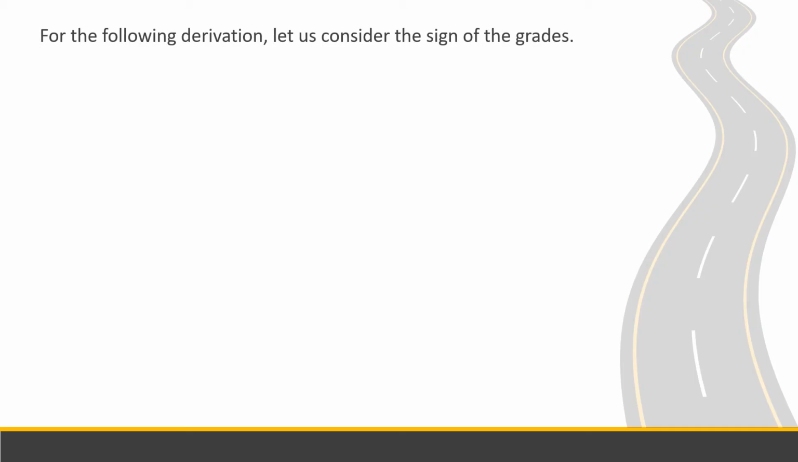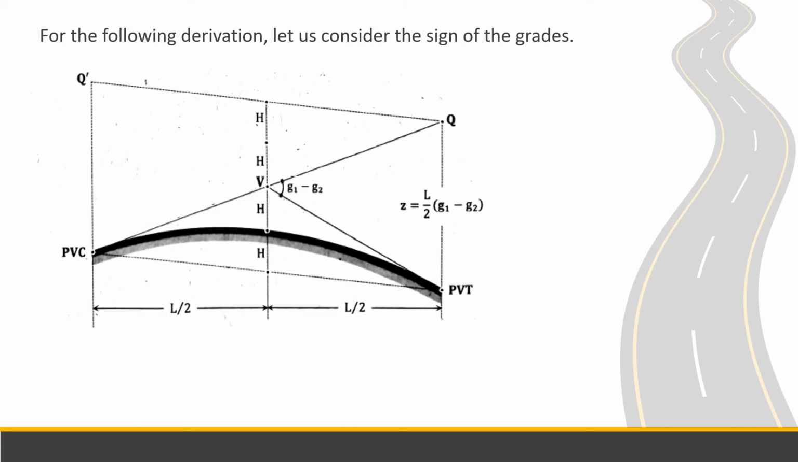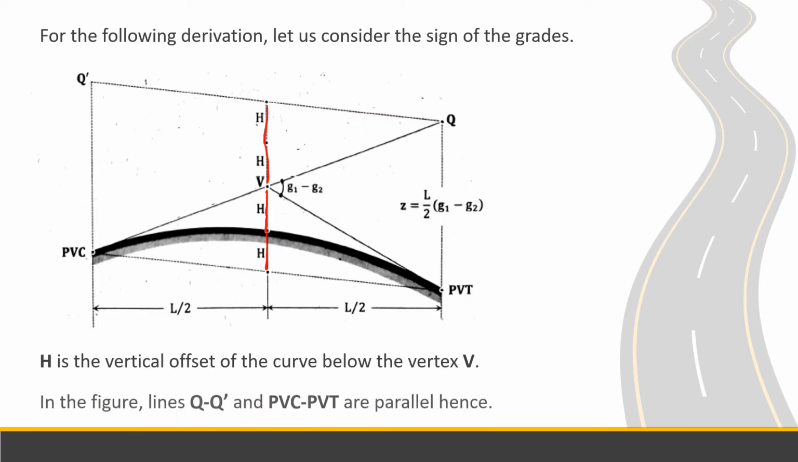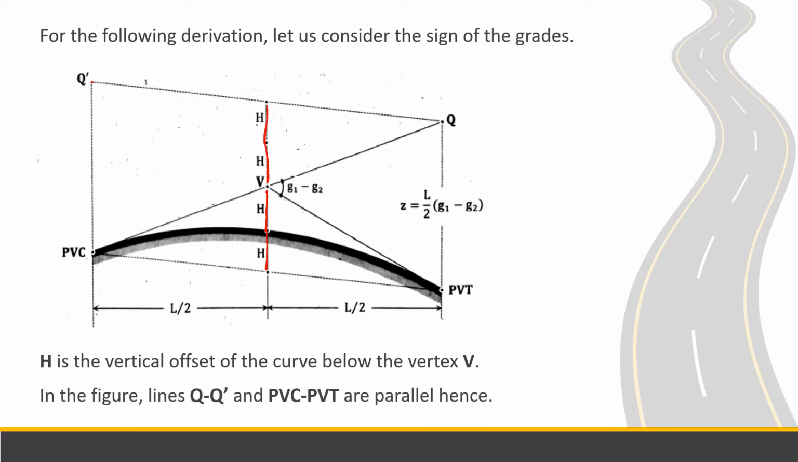For the following derivation, let us consider the sign of the grade: uphill positive, downhill negative. From this figure, H is the vertical offset of the curve below the vertex. By geometry, we can say that this H here is also this distance here, also this one and this one. In the figure, line Q prime Q is parallel to line PVC PVT.